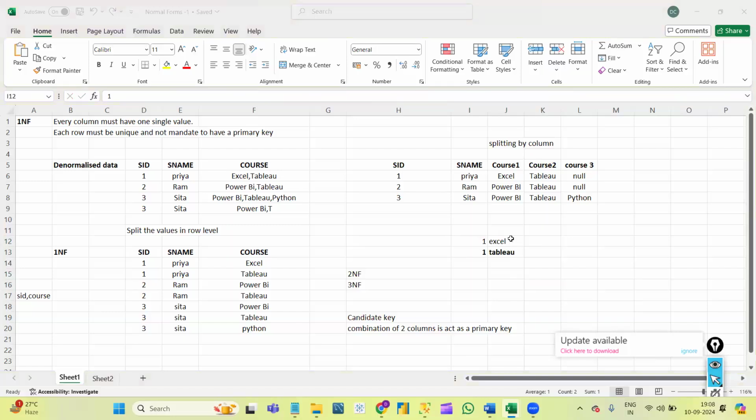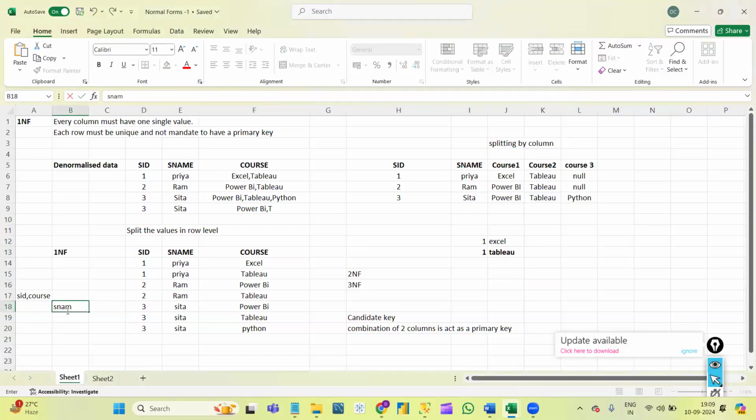Any doubts? Yes, Mahesh? As we compare only the row value, can we define the student name also as a candidate key? Yes, we can. That's what I'm saying. We can define many candidate keys in any table. In this table, we can decide SID and course name, or else student name and course. Next point I was about to tell, in any table we can create many candidate keys.